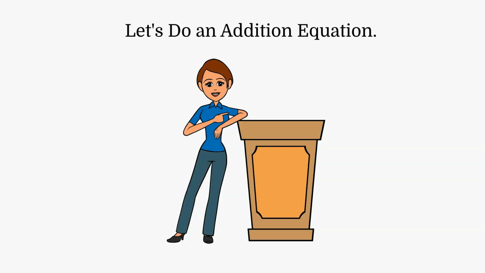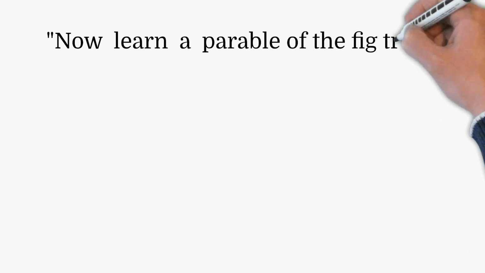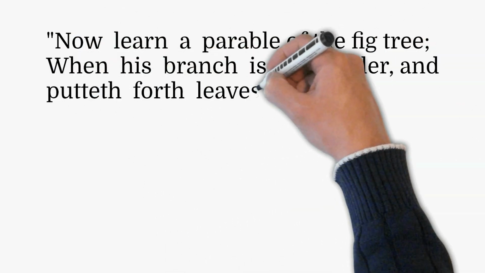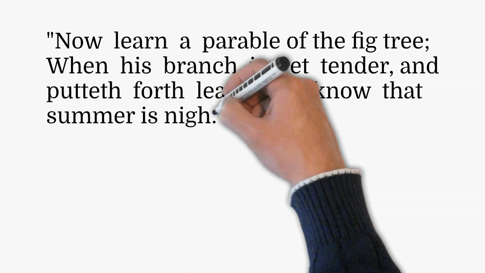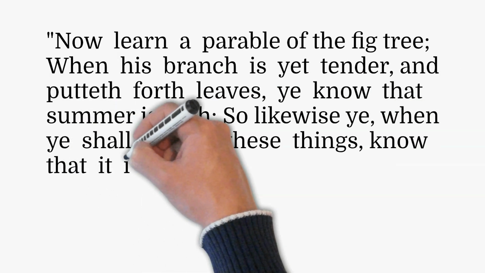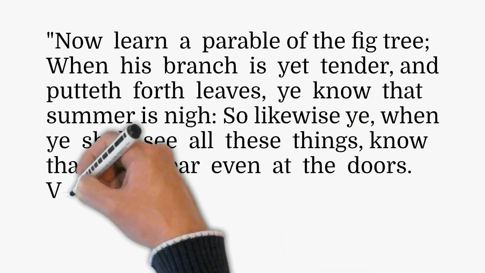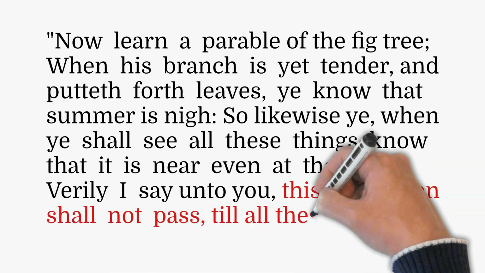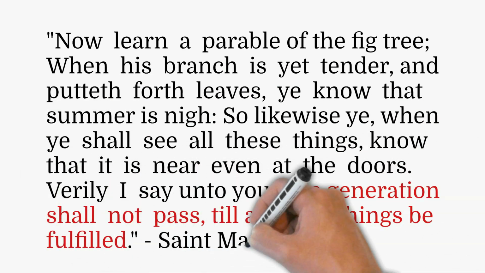Let's do an addition equation. St. Matthew chapter 24 verses 32 to 34. Now learn the parable of the fig tree. "When his branch is yet tender and putteth forth leaves, ye know that summer is near. Likewise ye, when ye shall see all these things, know that it is near, even at the doors. Verily I say unto you, this generation shall not pass, till all these things be fulfilled."